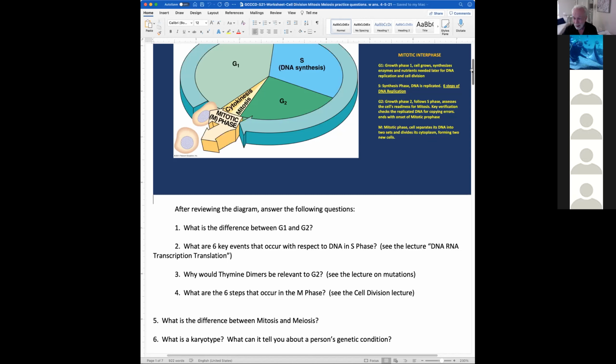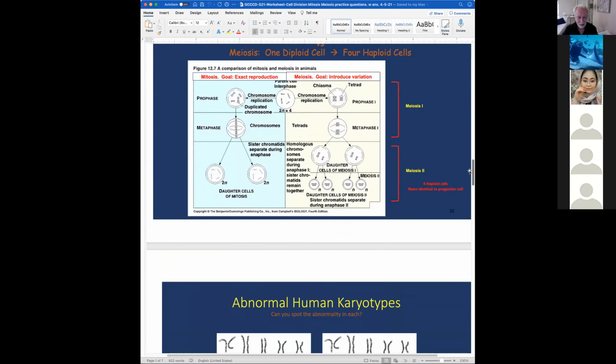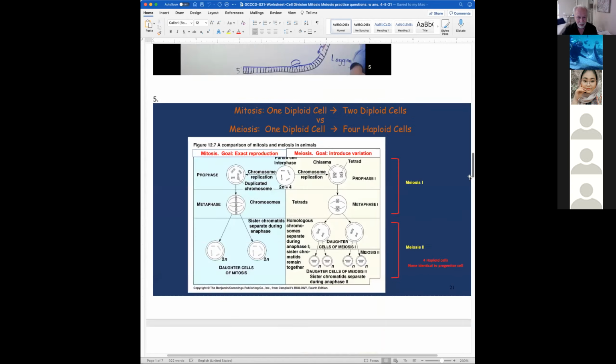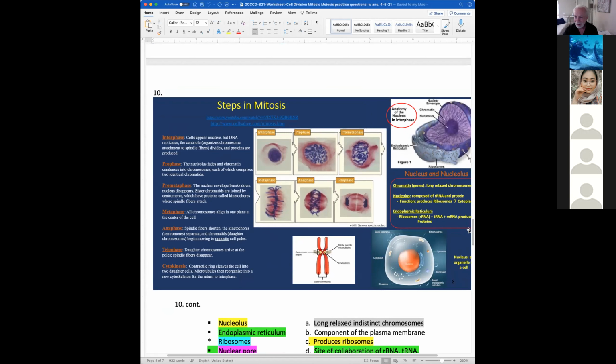I think it's prophase, prometaphase, metaphase, anaphase. I can't remember the other ones. Okay, well, you have a very good start. The last one is telophase. Telophase, yeah.